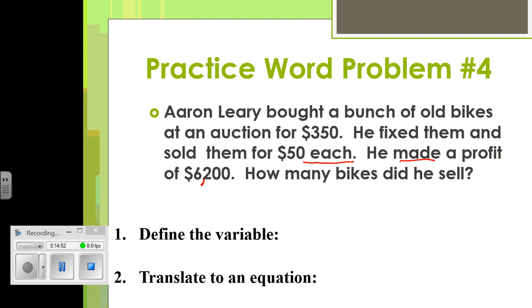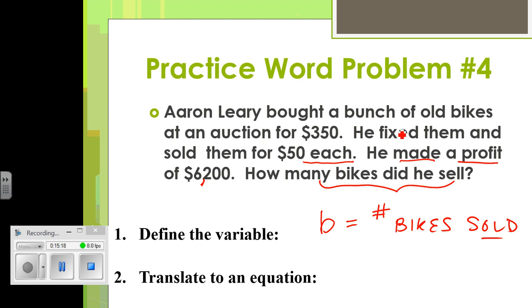I won't have you pause the video. Let's do this one together. Hopefully you have something like this. B is equal to the missing number of bikes that were bought. Actually, not bought, we don't know that. It's asking how many bikes did he sell, so bikes sold is what I should define the variable as. Okay? Translating to an equation. Now, this is interesting. There's some good business words in here. Profit is found by taking the amount of income that you've taken in and subtracting your expenses. Profit is equal to the income, take away the expenses.